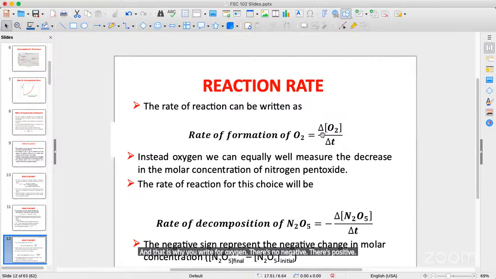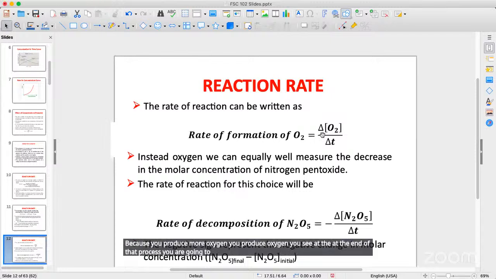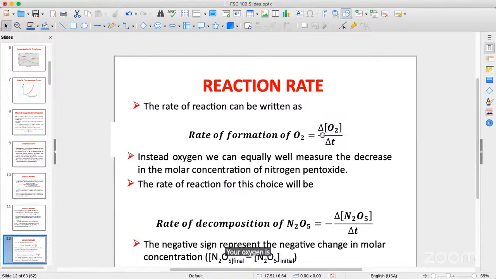Because you produce more oxygen. You see, at the end of that process, you are going to have oxygen. Your oxygen is going to be positive at the end of that process, while your reactant is going to be negative at the end of that process, if you look at it from that angle.